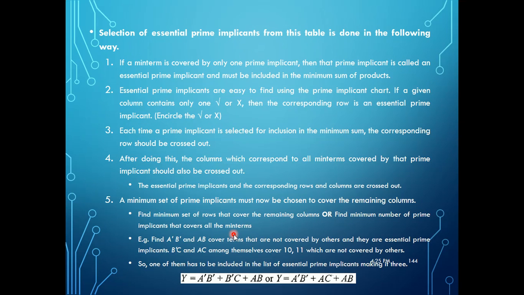Selection of prime implicants from this table is done in the following manner. If the min term is covered by only one prime implicant, then that prime implicant is called an essential prime implicant and must be included in the minimum sum of products. Okay. So this is for the next procedure. You have a separate table for this to get the minimum sum of products. So up to here, whatever you have done is stage 1, stage 2, stage 3.